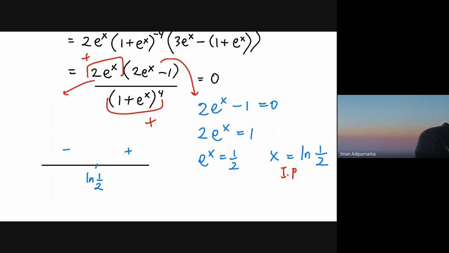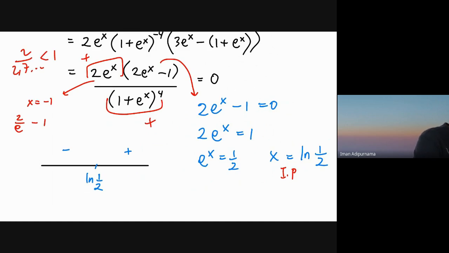If we check with x, maybe x is -1. Okay, it will be 2 over e, right? And the inside part will be -1. e is 2.7 something, right? So it should be less than 1. So it should be negative, right?